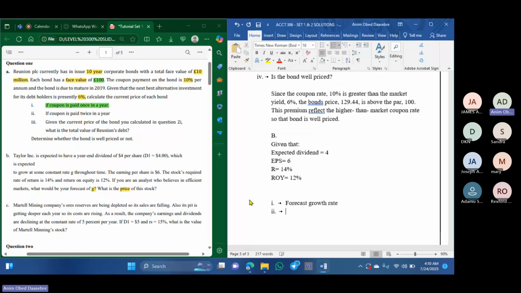To find your growth rate, this is the formula: growth rate equals retention rate times required rate of return on equity.